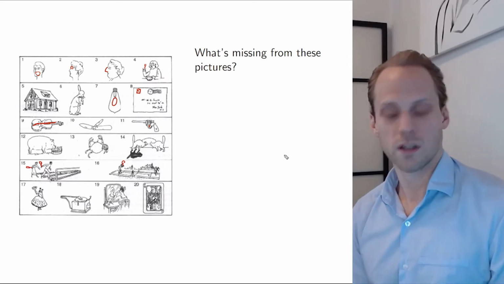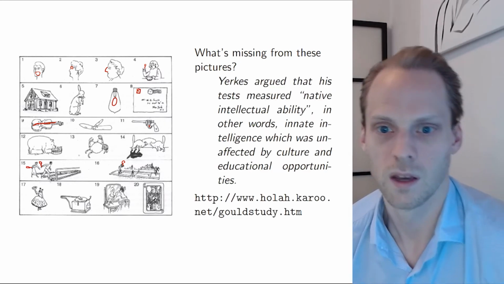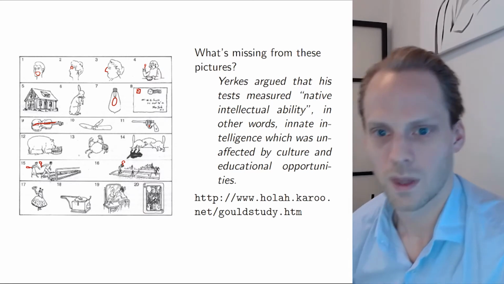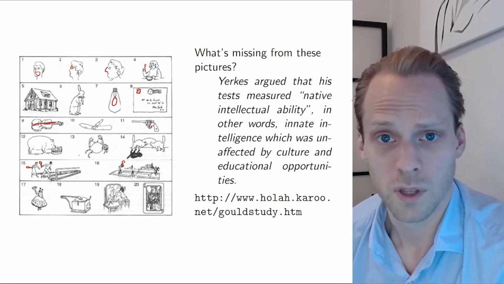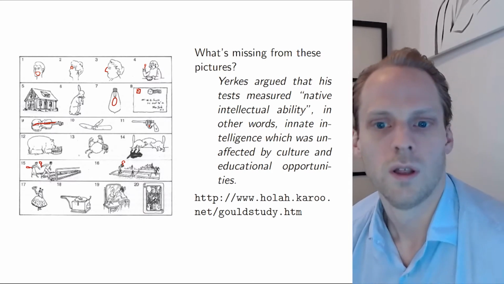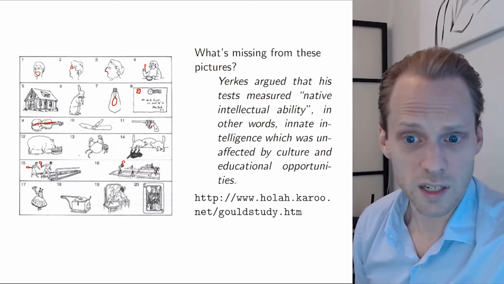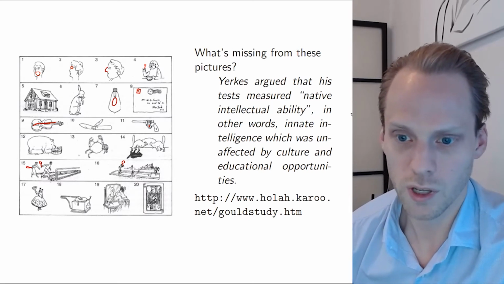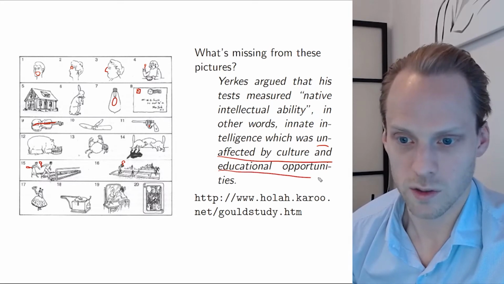Etc., etc. So this is a questionnaire designed to measure native intellectual ability. And this is already very old. This is a very nice article on this. The original author is from 1914 or so. It's very old. He argued that this measured native intellectual ability, or in other words, innate intelligence, which was unaffected by cultural and educational opportunities. So unaffected by cultural and educational opportunities.